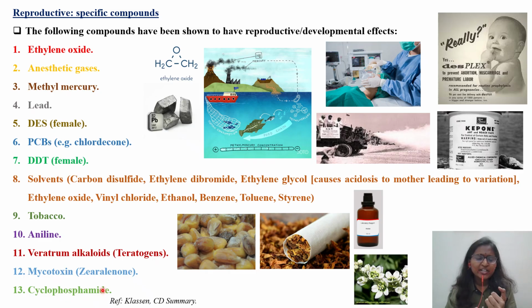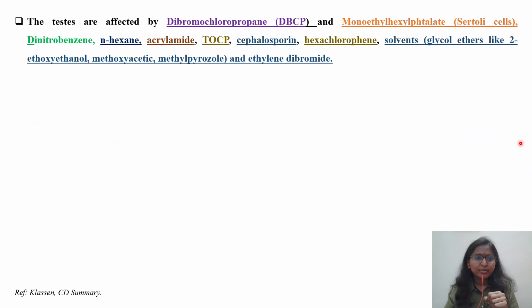Then you have cyclophosphamide, anti-cancer drug, right? Then we are coming back to the last slide. The testes are affected by dibromochloropropane and mono-ethylhexyl phthalate, which affect Sertoli cells. Dibromochloropropane is also affecting the testis. Dinitrobenzene, N-hexane, acrylamide, TOCP, also a contaminant in the case of Ginger Jake paralysis.